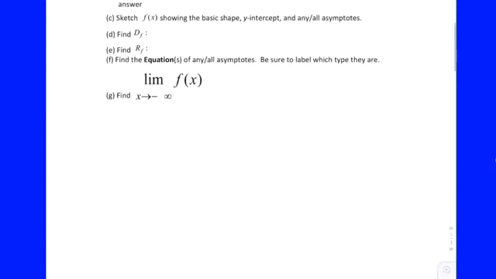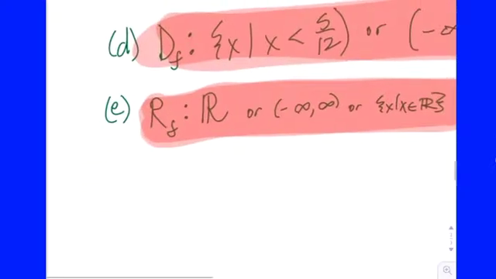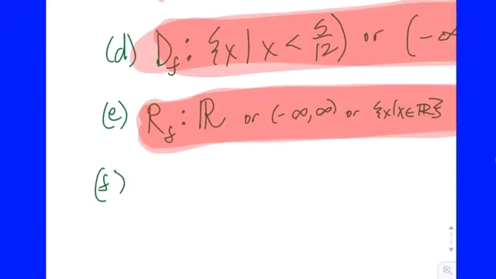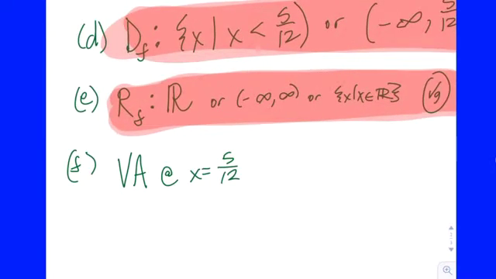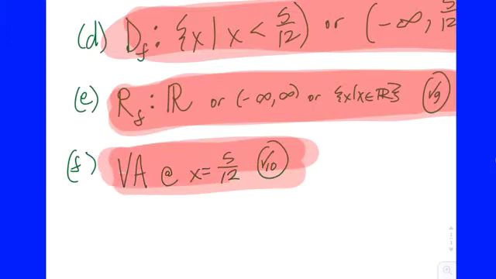Okay, and then, man, when is this going to end? Letter F. Find the equation of any and all asymptotes. Be sure to label which type they are. Okay, F. What type do we have? A vertical asymptote at x equals 5/12. That's simple. VA at x equals. If you miss any of that, you miss the question. Just to say what type they are. Remember, exponentials have horizontal asymptotes, and therefore logs have vertical asymptotes. Those are inverses of each other.